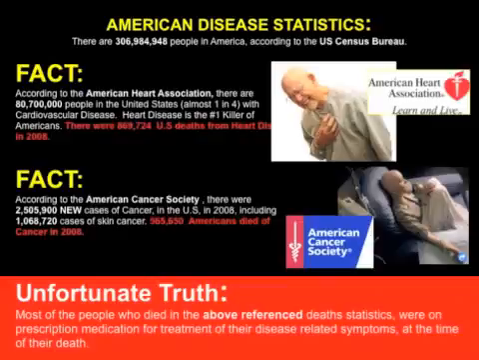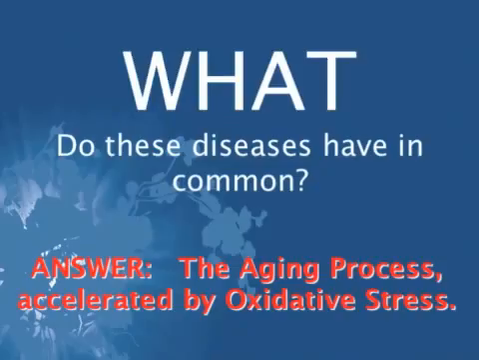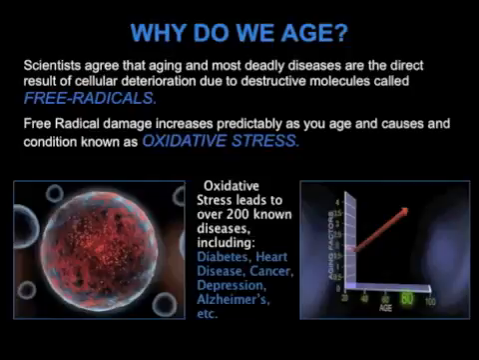But let's look at one of the unfortunate truths about these two facts: most of the people who died in those reference statistics were on prescription medication at the time of their death. So medicine is not the answer. We have these people that are dying, and they're medicated and dying. So we have to look at something different. What do these diseases, specifically cancer and heart disease, have in common? The answer is the aging process. These are diseases that are typically of the aged, and they're accelerated by oxidative stress. Oxidative stress is the term used for free radical damage, excessive free radical damage.